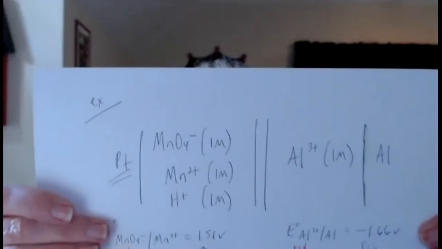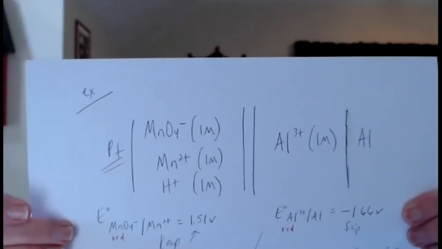I have a question. How do you know which one you flip? You said keep... you're given 2 reduction numbers. You always keep the more positive one as the cathode. You flip the other one. And there was a negative number, and I got confused with that because there was a positive and a negative number, and you said they're both reductions. How do we know that?